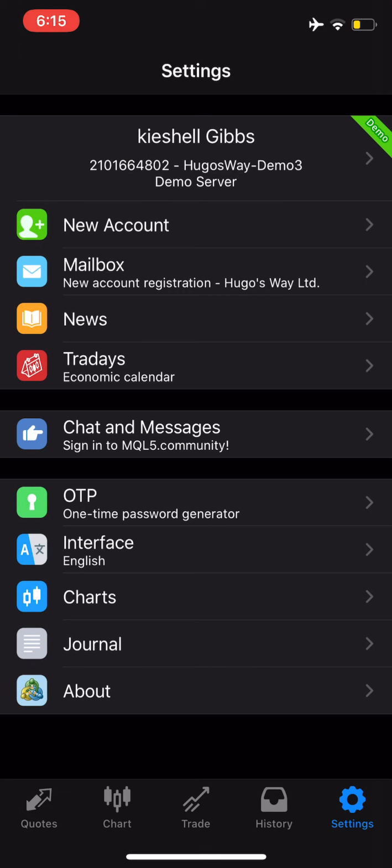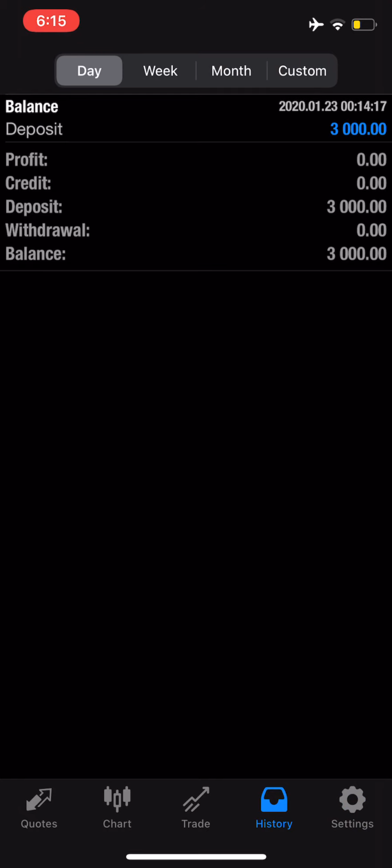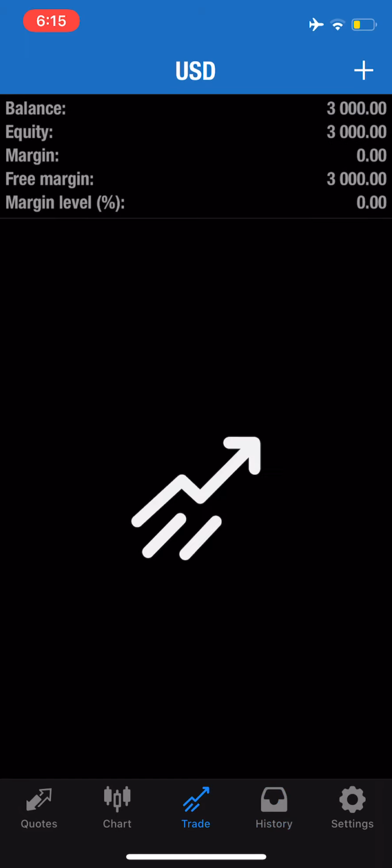So you have settings where you can open your demo account. You have history at the bottom. It's going to show the history, all the trades you take for the day. You click week, all the trades you take for the week, and you click month. It'll show you all the trades you took for the month, right? We go to trade. It would show you your active trades. I don't have any active trades on right now, right?